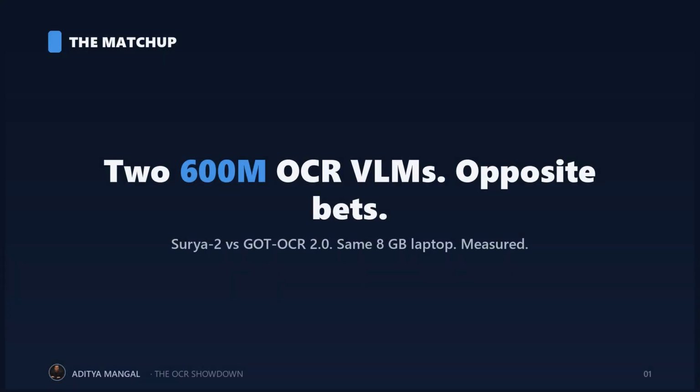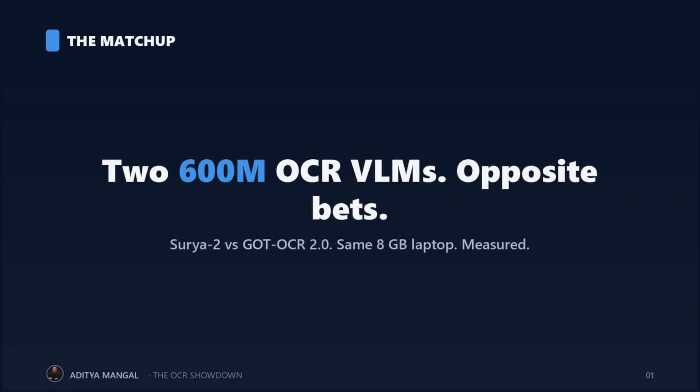Two very different open OCR models head-to-head on my 8 GB laptop, Surya-2 and GOT-OCR 2.0. They come at the same problem from opposite philosophies. Surya-2 returns typed, structured blocks. GOT-OCR is a pure OCR 2.0 engine focused on clean text. So which one do you actually want?